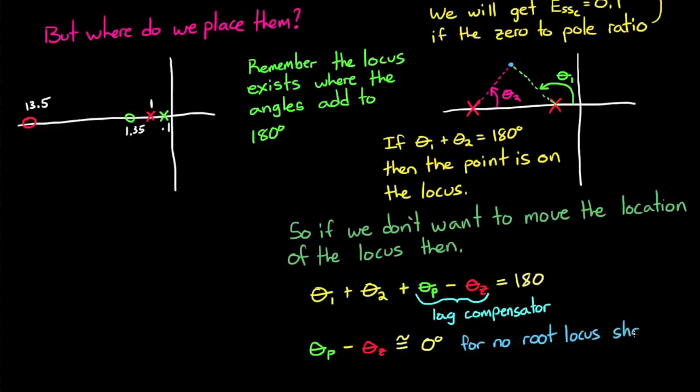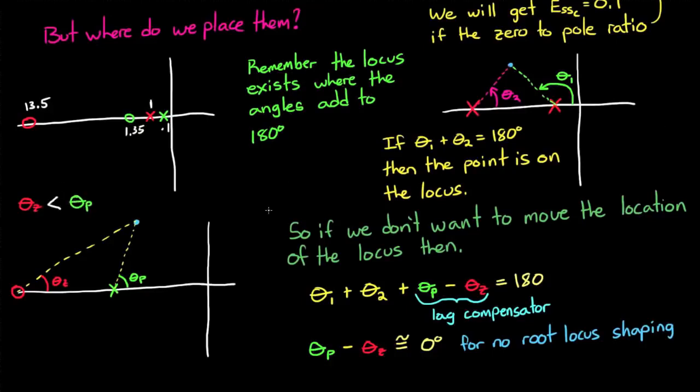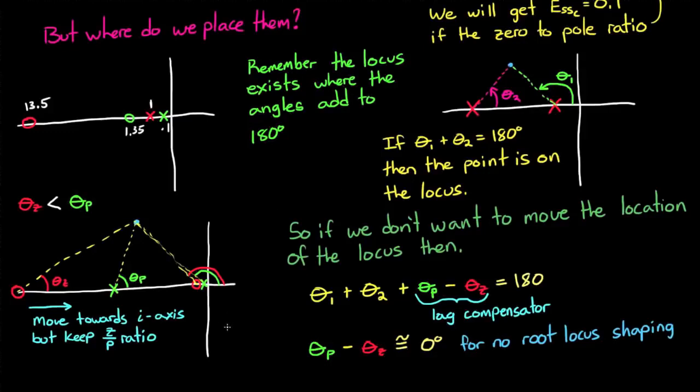If we place the lag compensator somewhere to the left of the dominant poles, then you can see graphically that the angle of the zero is going to be much smaller than the angle of the pole. This is going to drag the dominant poles to the right, like I explained earlier on. However, if we move the lag compensator closer and closer to the imaginary line, but still keep the exact same ratio, then the angles for the pole and zero become closer and closer together, and our condition is met.